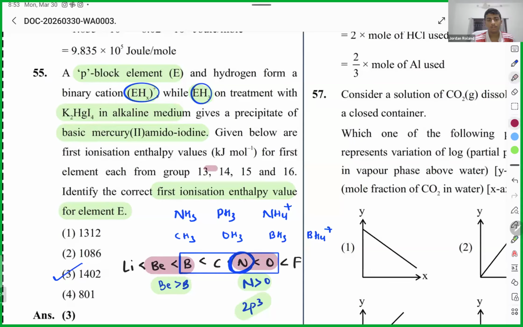Out of these 13, 14, 15, 16, which one is more? As you can see, nitrogen has the maximum value. 15 has the highest first ionization enthalpy. So the first ionization enthalpy will always be the greatest. Any doubt?